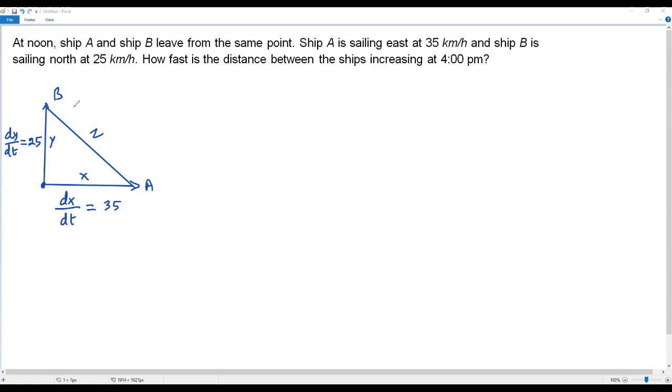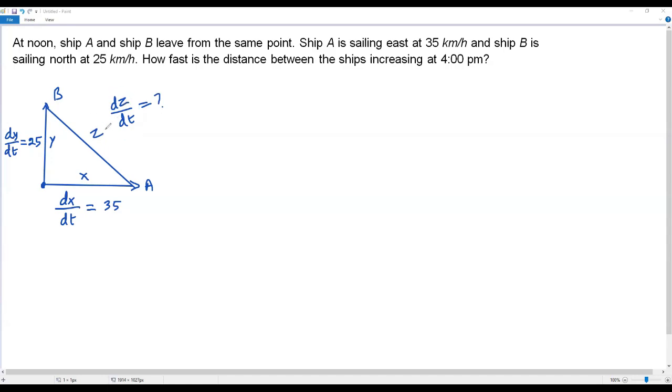So how fast is the distance between the ships increasing? That is, they are asking us to find the rate of change of z with respect to time. We have to find dz over dt. So using this information, dx over dt equals 35, dy over dt equals 25, we have to find dz over dt. That is the rate of change of the distance between the two ships. We have expressed that one also as a derivative.